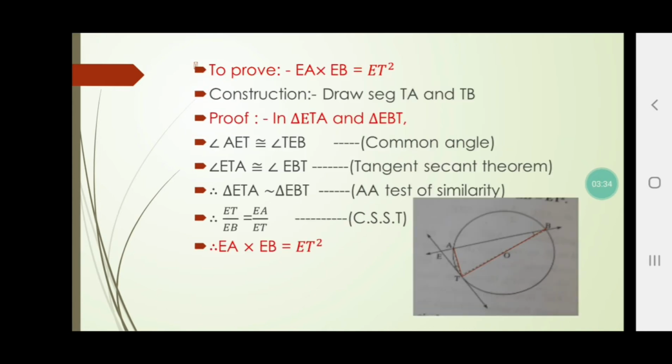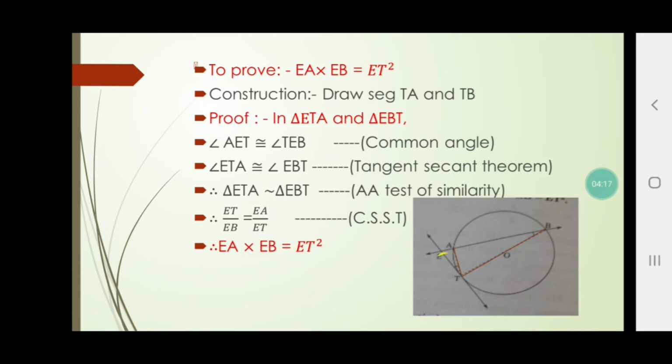Given part is a circle with center O, and we have been given a tangent which touches the circle at point T and a secant which intersects the circle at points A and B. Now here what we have to prove is AE into EB is equal to ET square. For this, we have to do certain construction. We have to join TA, draw the segments TA and TB. We will be with two triangles over here.